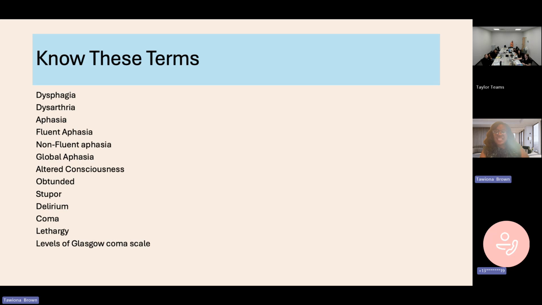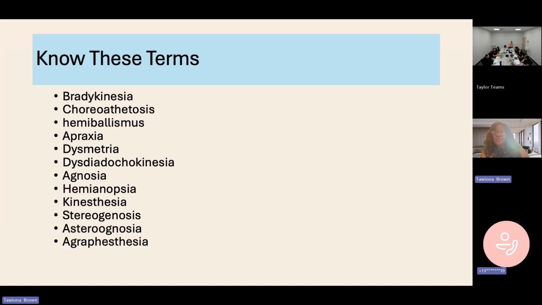They are inside of your lectures, your video lectures, or if you want a shortcut, go to your Big Red, go to your O'Sullivan, and all of those terms should be in that glossary for you. Okay. Know these terms. These terms have come up in previous video lectures. Bradykinesia, chorea, hemiballismus, apraxia, dysmetria, dysdiadochokinesia. That's all in the previous videos on your LMS, and they are also in your Big Red.